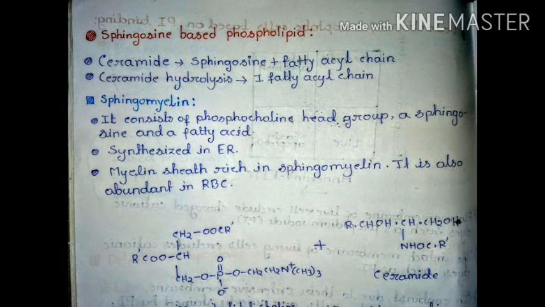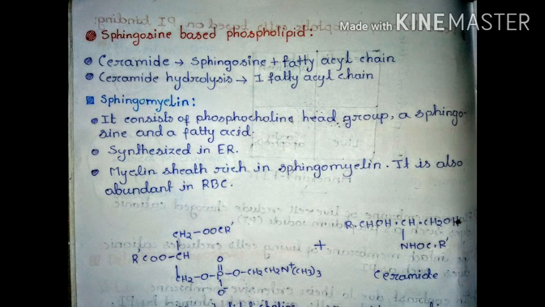Now sphingomyelin. The first point says it consists of a phosphocholine head group, sphingosine and a fatty acid chain. So when a phosphocholine head group is attached to the ceramide, we call it sphingomyelin. In phosphatidylcholine, a glycerol-based phospholipid, the head group is also choline. So sphingomyelin also contains a choline head group. Both sphingomyelin and phosphatidylcholine are present in the outer leaflet of the plasma membrane.